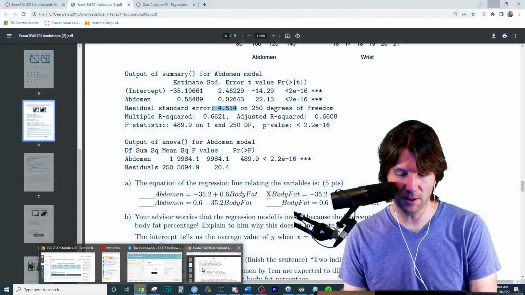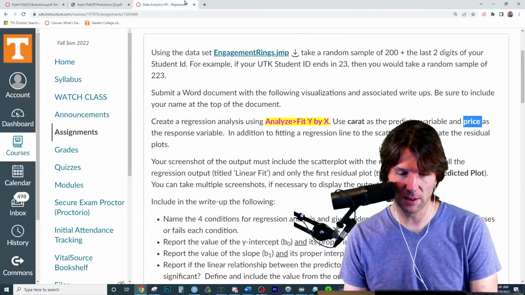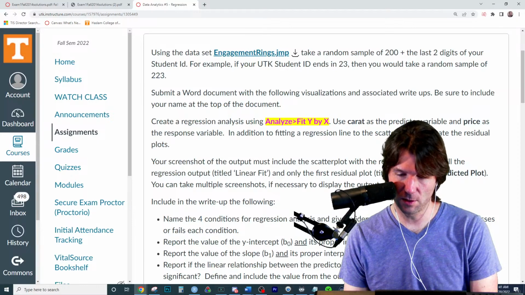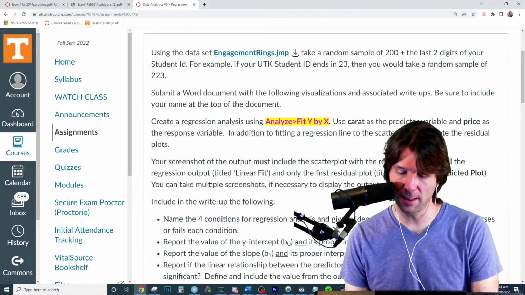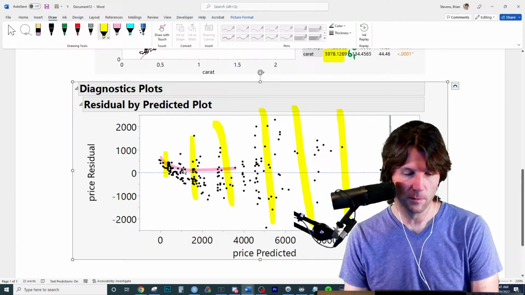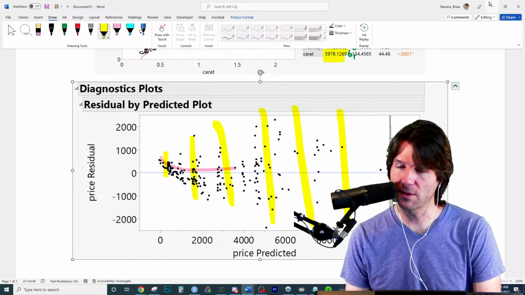Do you say to relabel it? I thought I almost said on there, like relabel it. Title it residual by predicted plot. Yeah, that's what we got right there. Residual by predicted. Yeah, so that's the right one.